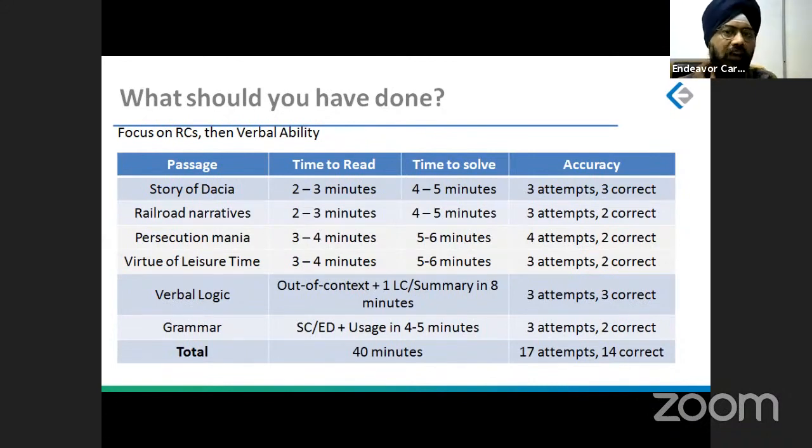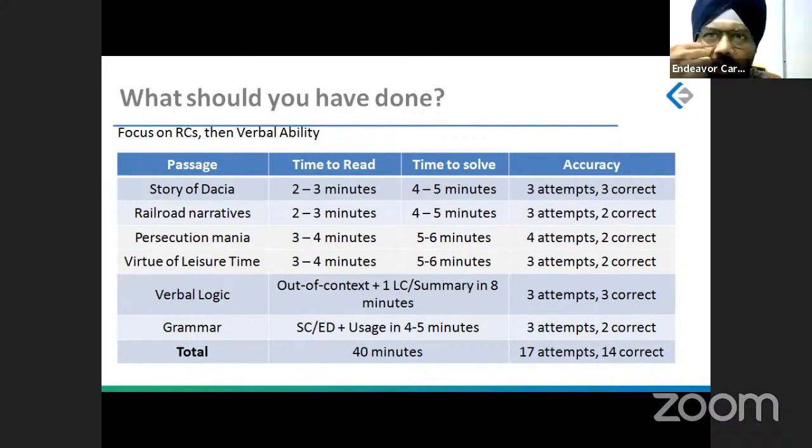Verbal logic, what would I have selected? 2 out of context questions, both of them undoubtedly. 1 either logical continuation or summary, and I would have given it a complete 8 minutes. So 3 questions in 8 minutes because they deserve it. Grammar, sentence correction or error detection, one of those 2. So maybe you could have picked up 1 each, 1 from sentence correction, 1 from error detection, or you could have taken 2 sentence correction, or you could have taken 2 error detection, plus 1 usage question.